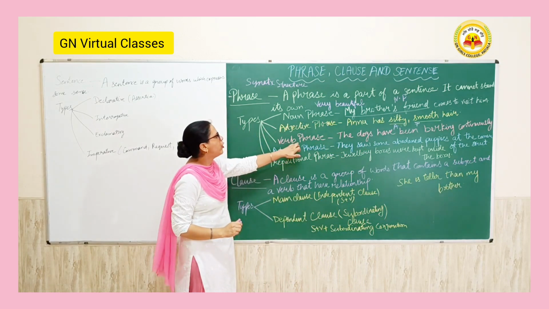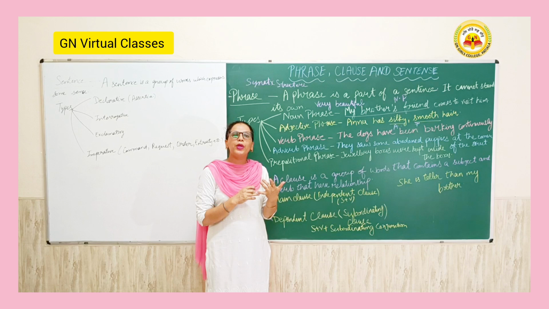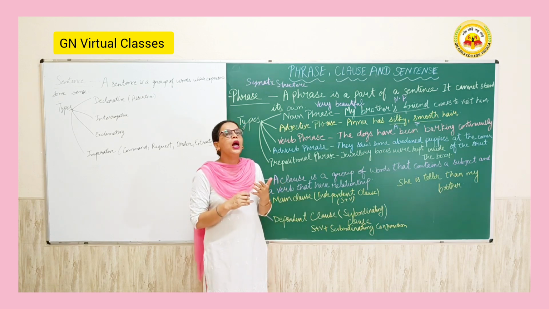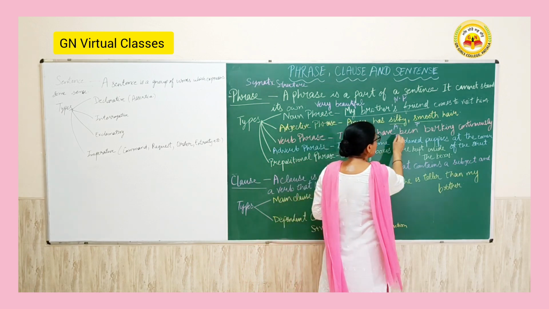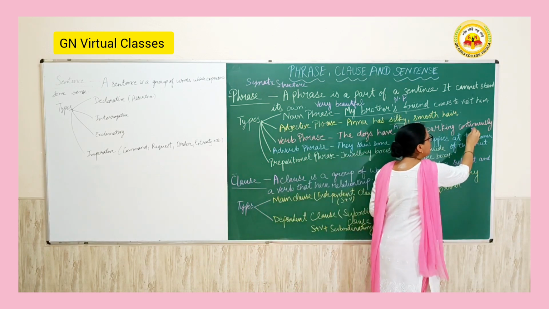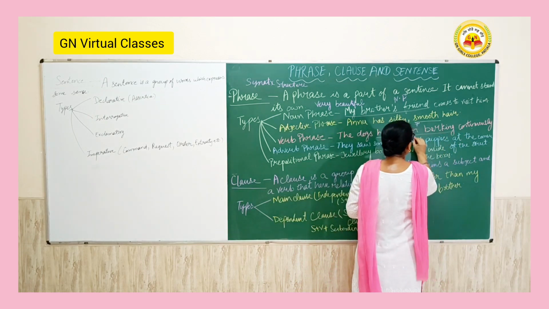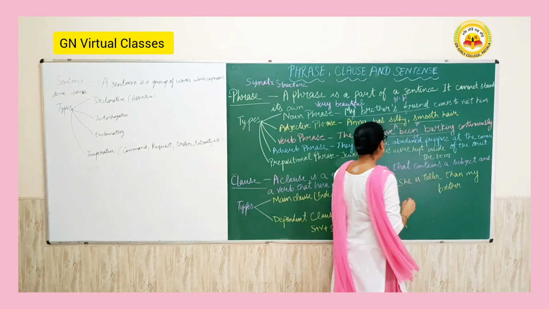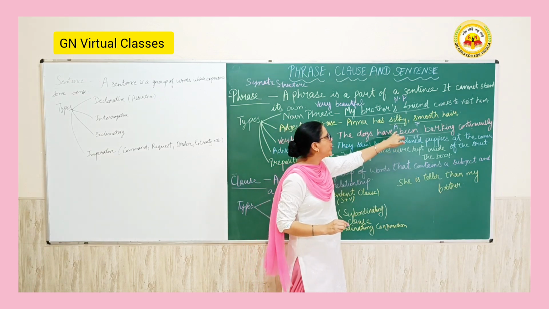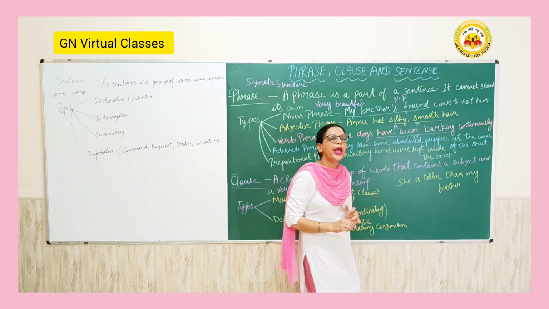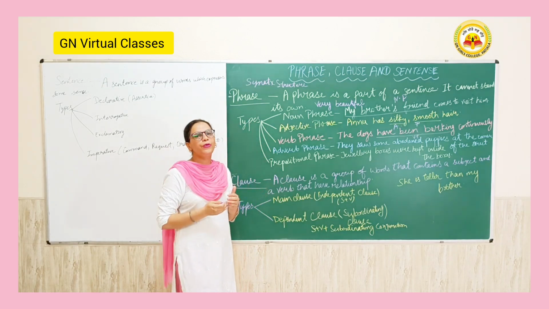Next one is verb phrase. The words which define the main verb and helping verb, the auxiliary verb, are called a verb phrase. For example, the dogs have been barking continuously. In this sentence, have been barking is a verb phrase. Have is a helping verb, an auxiliary verb, and barking is a main verb. So these two make a verb phrase.